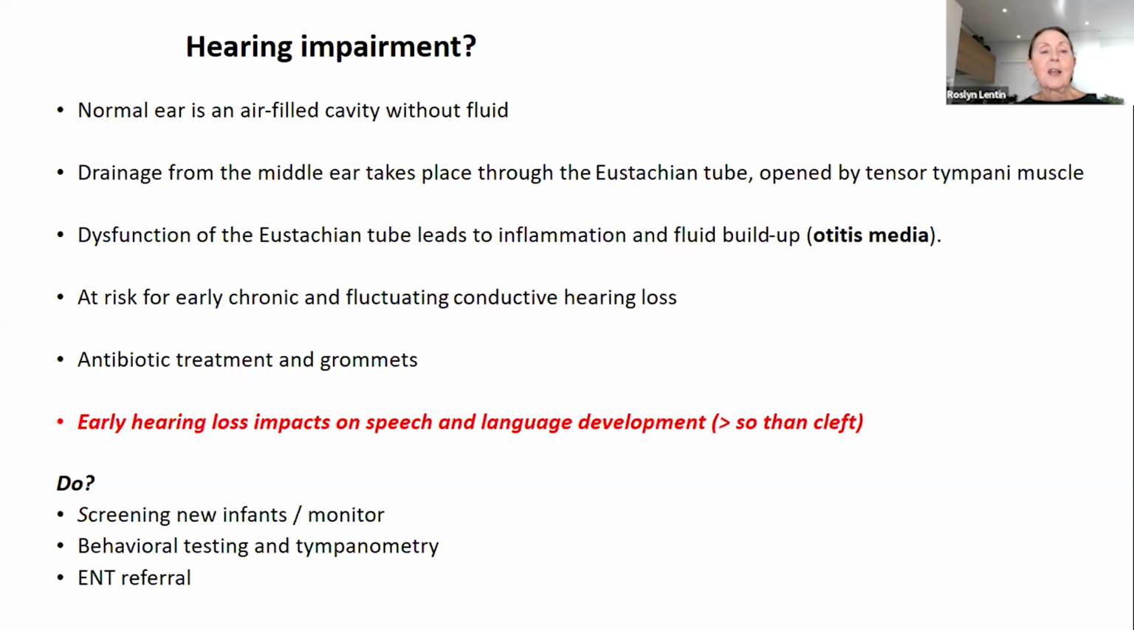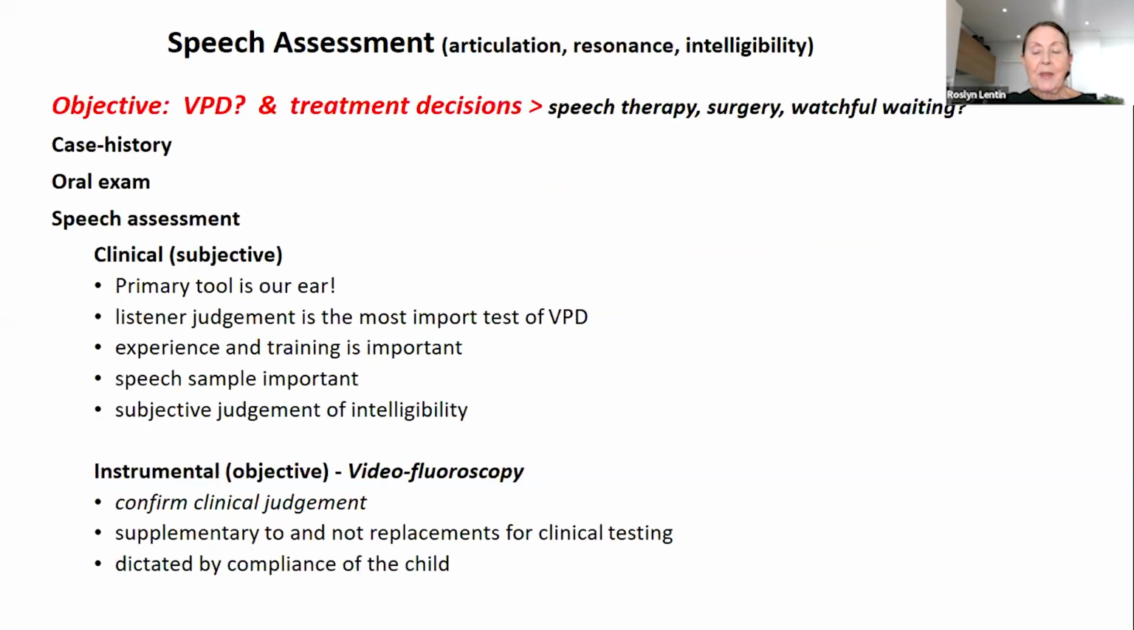It's quite chronic. So treatment by antibiotics and grommets will be decided by the ENTs, and it's of note that the early hearing loss, even if it's intermittent, can have more of an impact on speech and language development than the actual cleft itself. So very important to monitor, to screen later on, if possible, to do behavioral testing and referrals if need be.